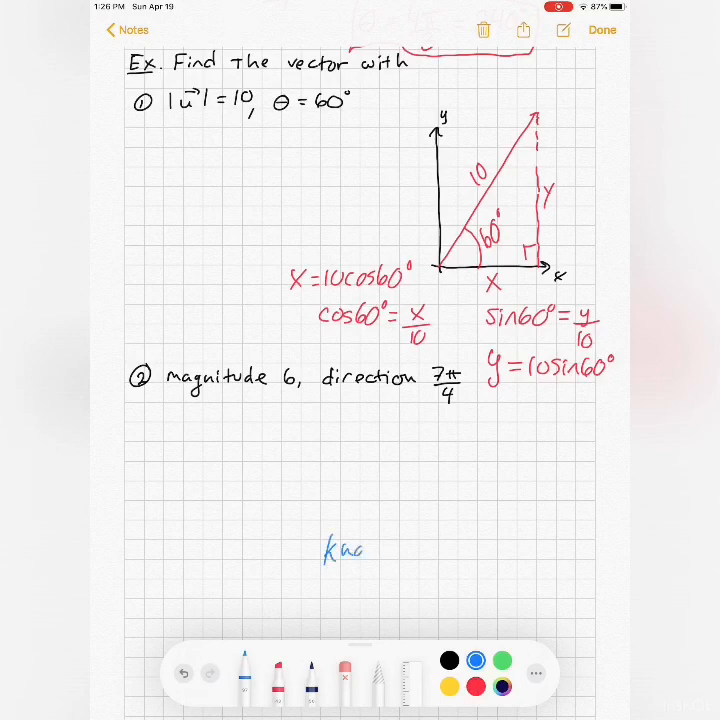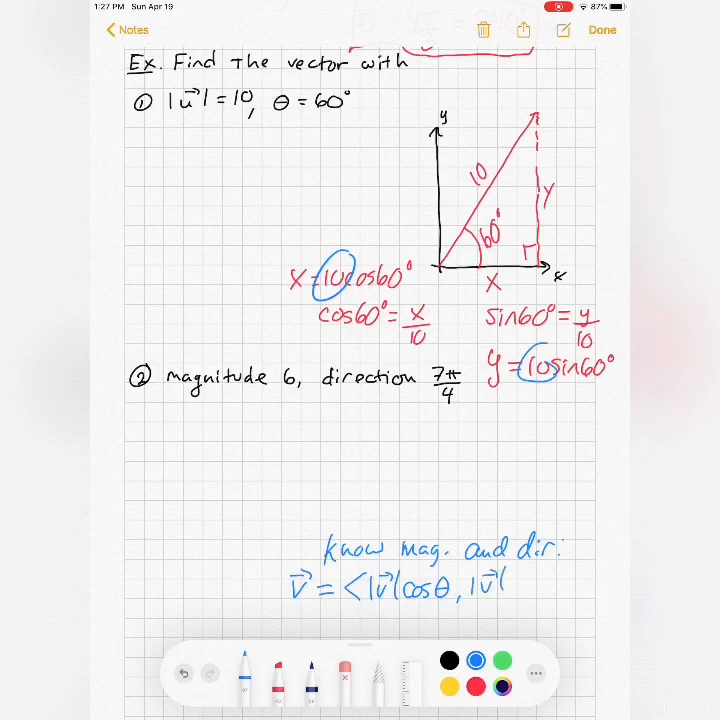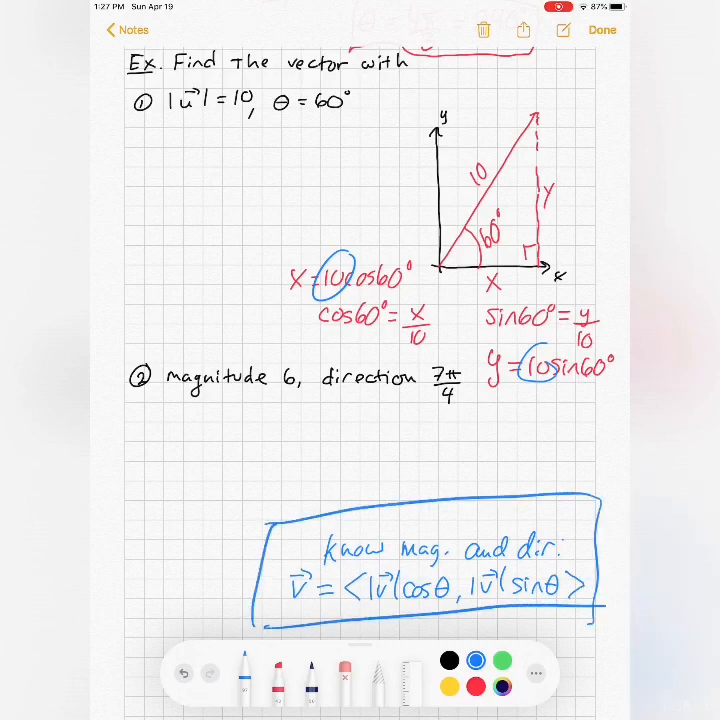So if I know the magnitude and direction of a vector, I can immediately write that vector in component form just by filling in the magnitude, that's like the r, and then the cosine of the angle theta. And then again, the magnitude, and then the sine of the angle theta. Okay, so I actually have a general form that I can use. Makes this super easy.